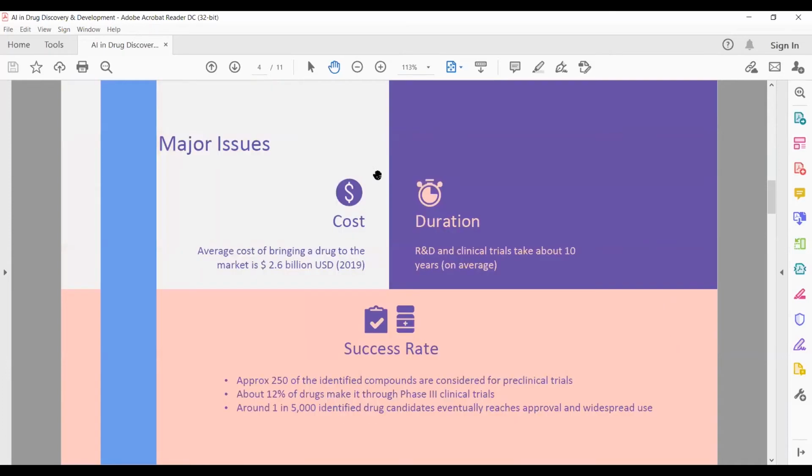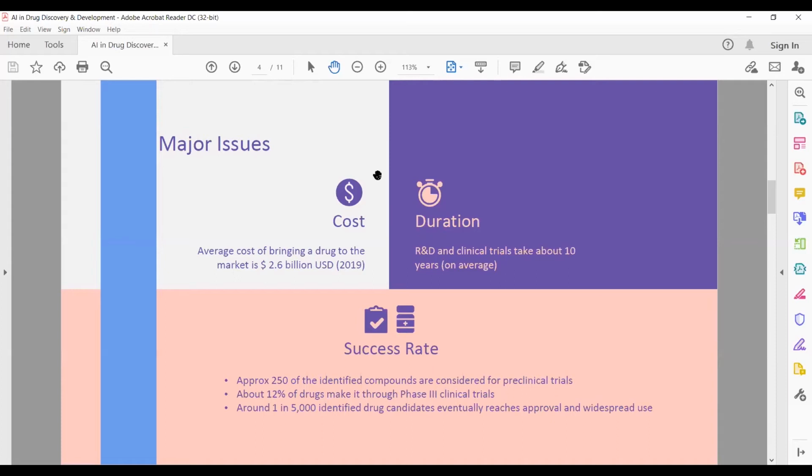So that's a really lengthy process, and it would take quite a long time for an approved drug to reach the market, typically 10 years or more. It is also very costly, and the success rate is still low. Approximately 250 of the initially identified compounds are considered for preclinical trials, and only about 12% of drugs make it through phase 3 of clinical trials. It's estimated that only around 1 in 5,000 identified drug candidates eventually reaches approval and widespread use.